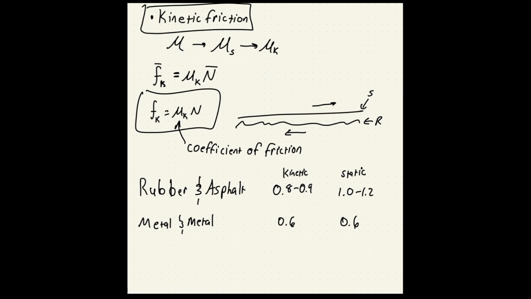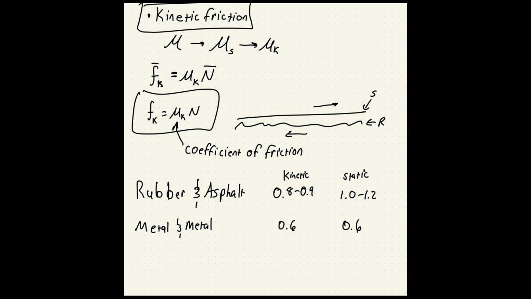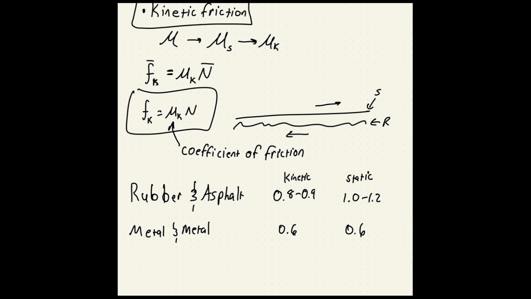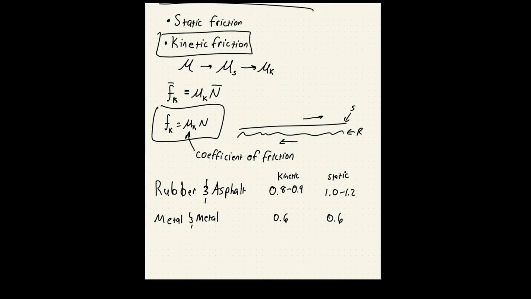So mu sub k is really important for us to know for a lot of surfaces. And there are tons and tons of tables out there. You can go to engineeringtoolbox.com, look up a huge list of them, and just go crazy calculating friction. That's what you do. That's certainly what I will be doing this weekend.